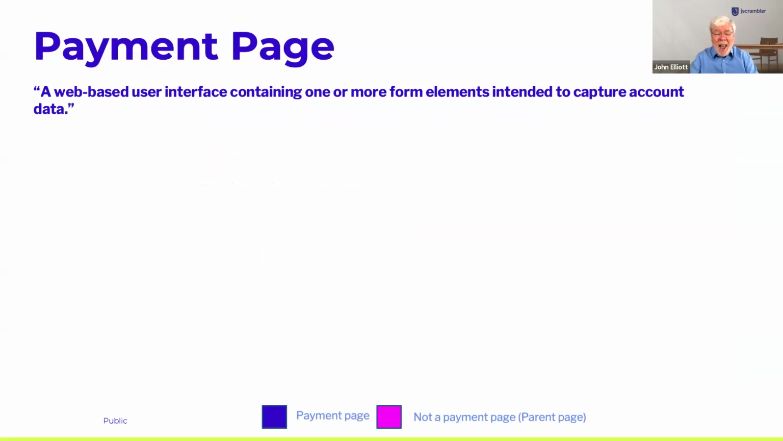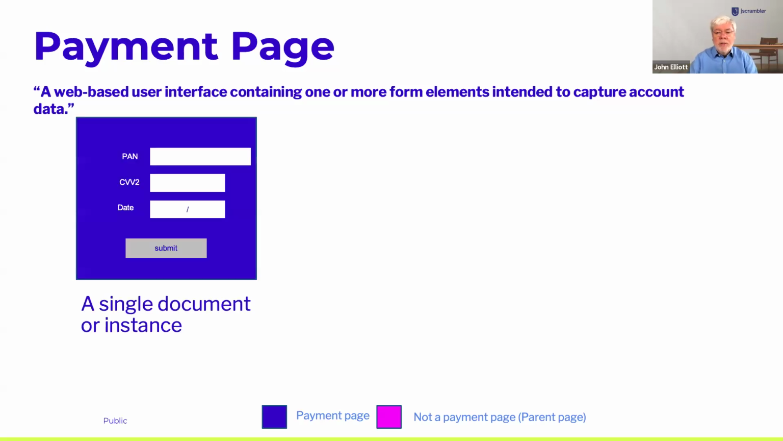And a payment page is handily defined in the PCI DSS glossary, which you'll find in Appendix G, as a web-based user interface containing one or more form elements intended to capture account data, which is presented as a single document or instance.